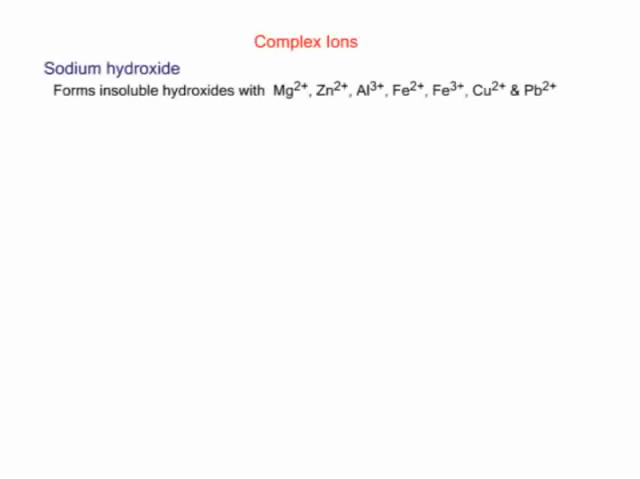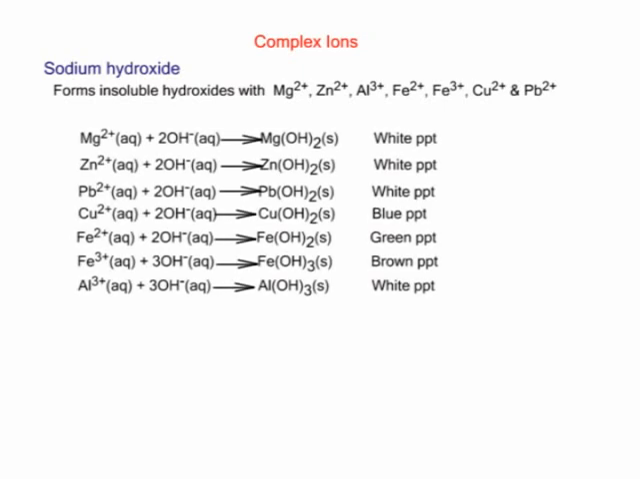Now, in this experiment, sodium hydroxide forms insoluble hydroxides with the ions of magnesium, zinc, aluminium, iron 2, iron 3, copper 2, and lead 2. These hydroxides have characteristic appearances which form the basis of their identification. The ionic equations for those reactions are shown here.